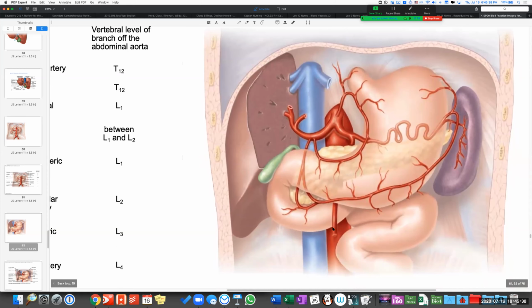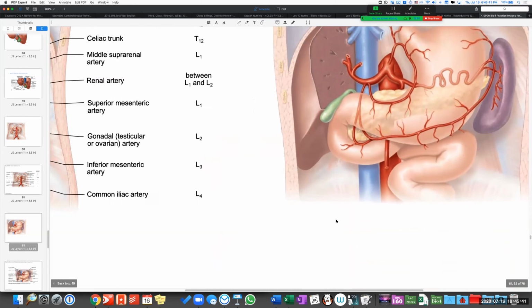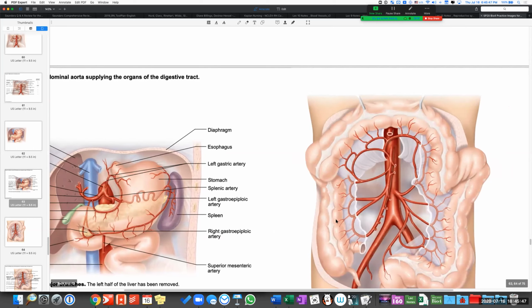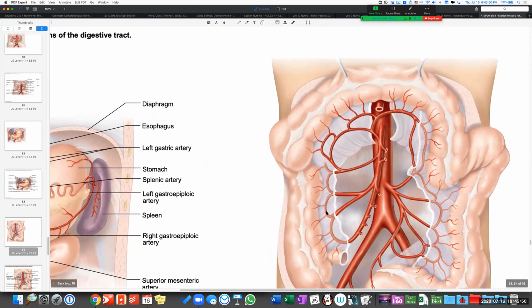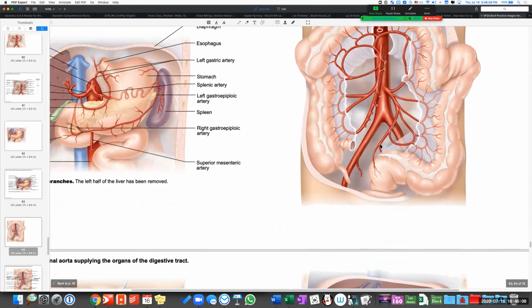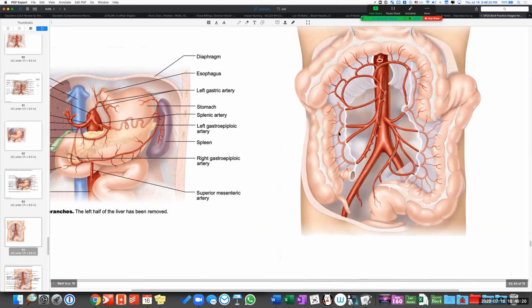Here is your SMA, your superior mesenteric artery. Here's another image. This shows the superior mesenteric artery, and it supplies your large intestine. And that's your inferior mesenteric artery, also supplying the large intestine, but to the segment of the large intestine that comes after this portion.